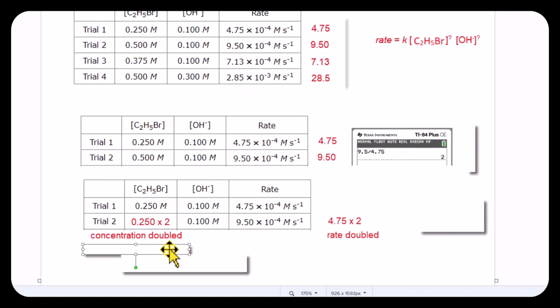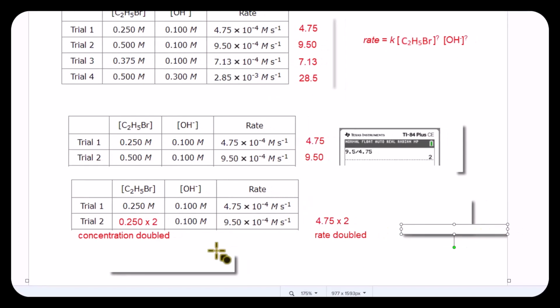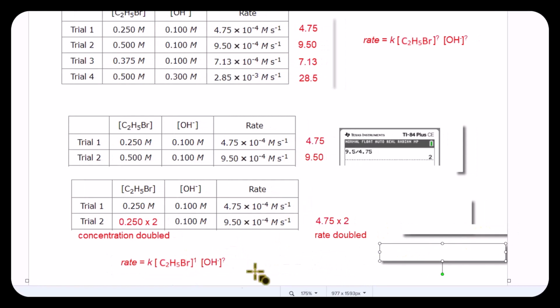And as a result, we can say that the rate of a reaction is equal to some constant, we'll get to that later, times the concentration of the bromoethane raised to the first power. So if this is doubled, the rate doubles. If this is tripled, the rate triples. So if the change in concentration is proportional to the change in rate, you know it's raised to the first power.